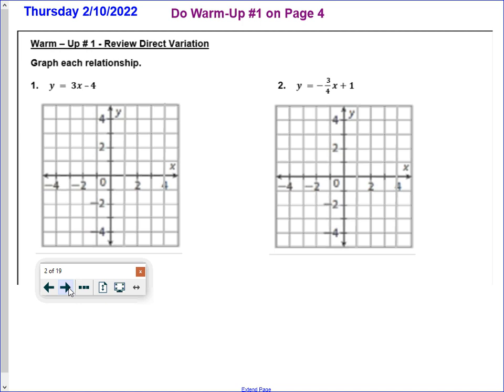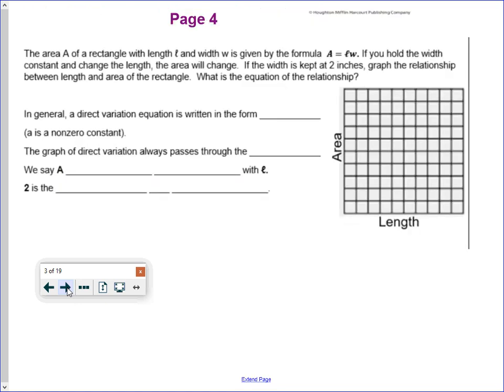This warm-up, we're going to skip the first two problems. They're pretty straightforward. You're just graphing some lines. You should know how to do that by now. And we're going to start the second half of the warm-up, and this is where we're going to talk about direct variations. And just a little reminder of what it is.